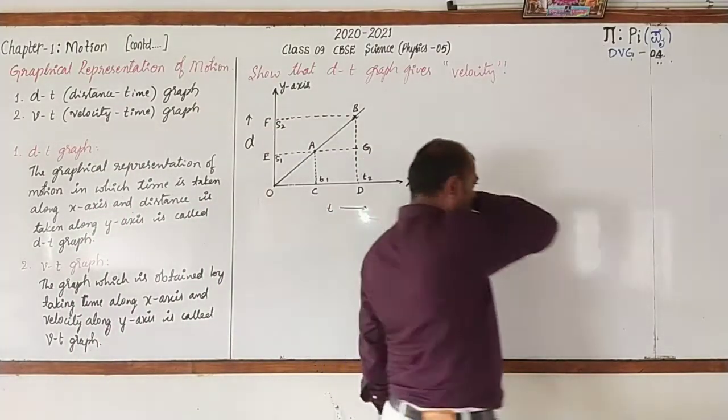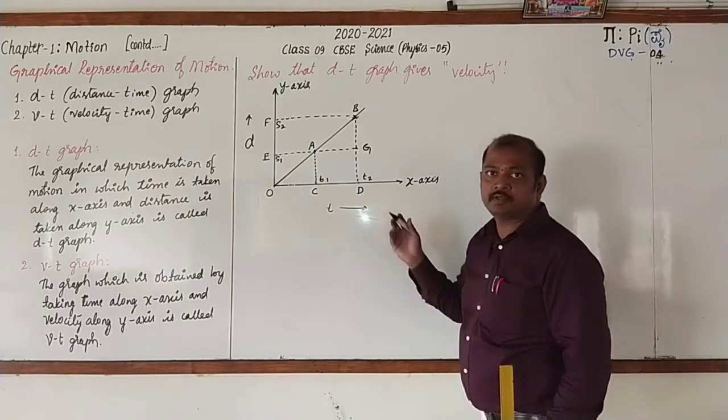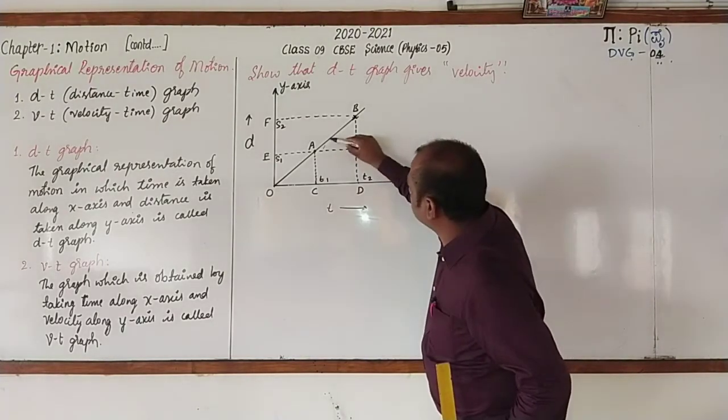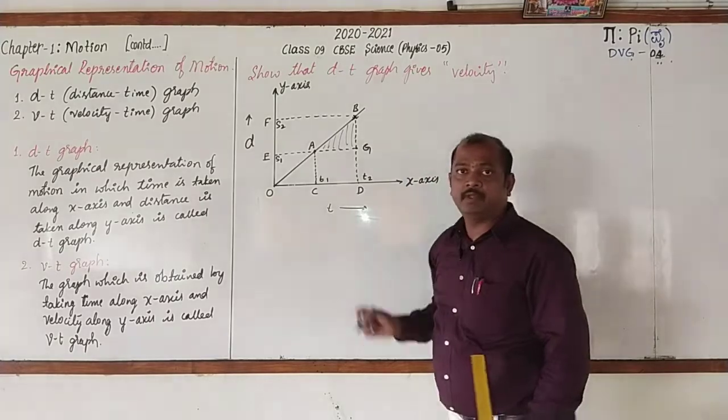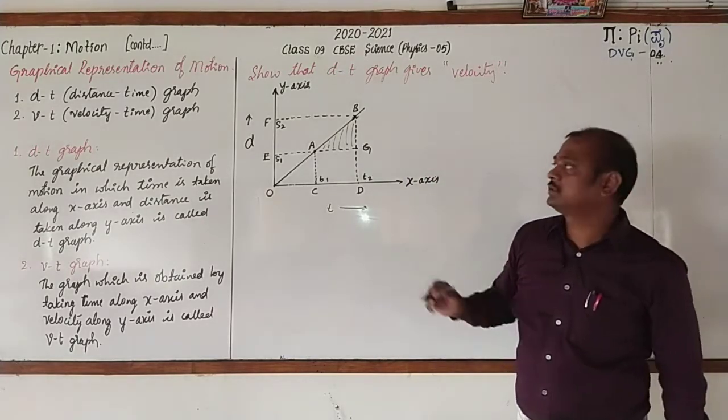Now here we have got a triangle. Can you identify the triangle? Yes, it is AGB. Then what type of triangle is it?